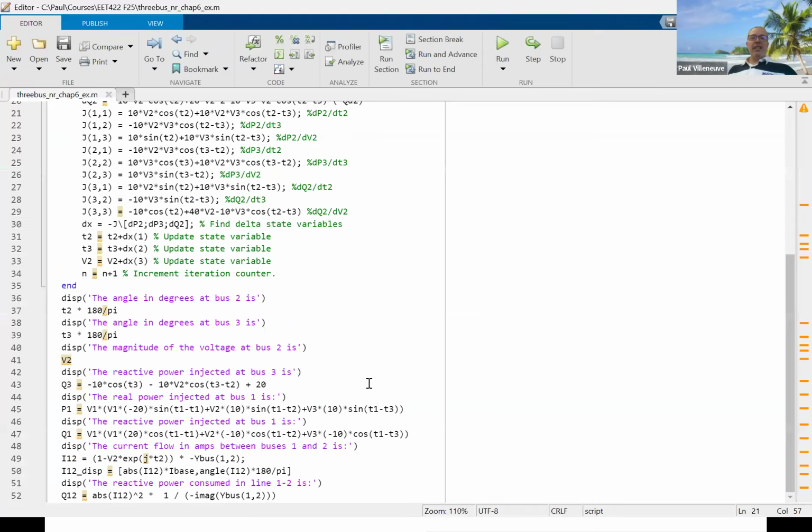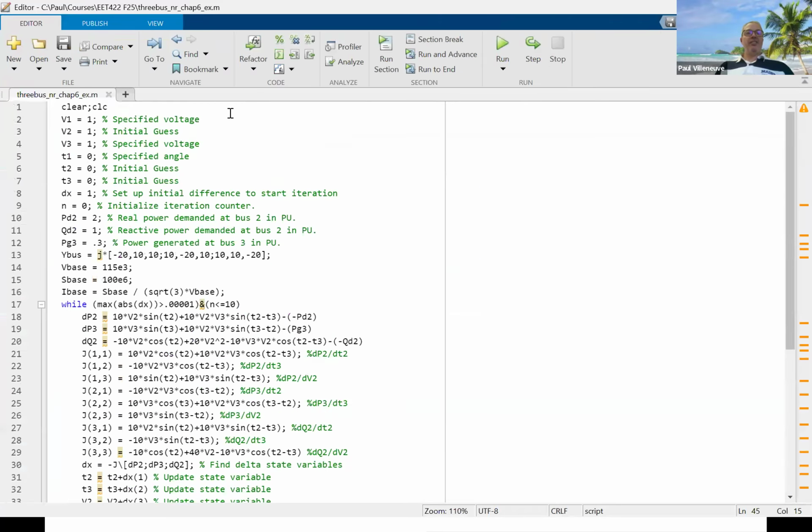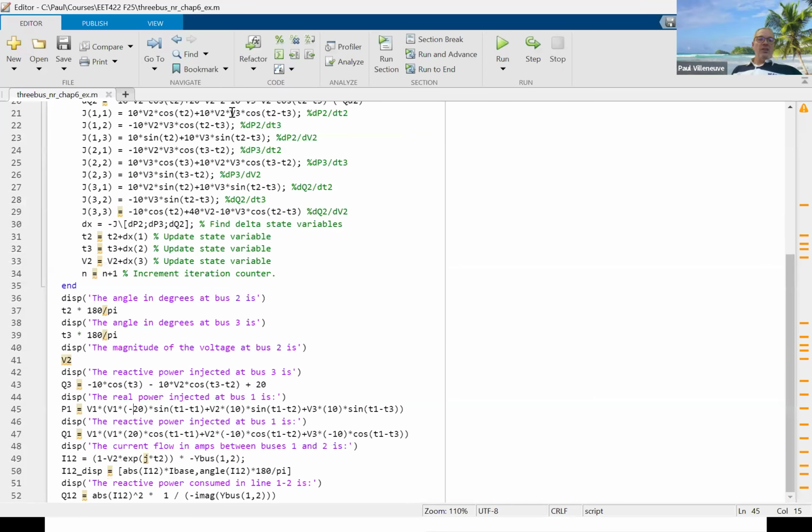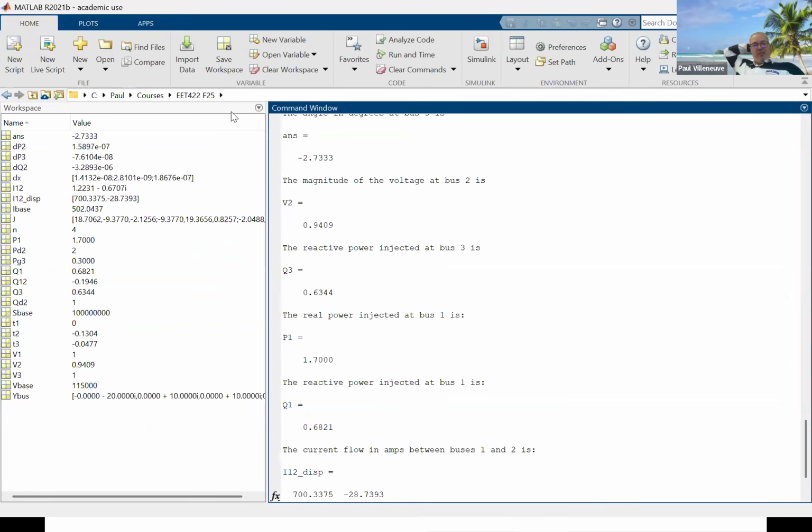That's the equation that I used here to calculate P1, right? Remember, there's a clear and a CLC up here, so there's nothing up my sleeves. When I run it, it's all legit. So P1 is 1.7. Is that right? Or is that wrong?